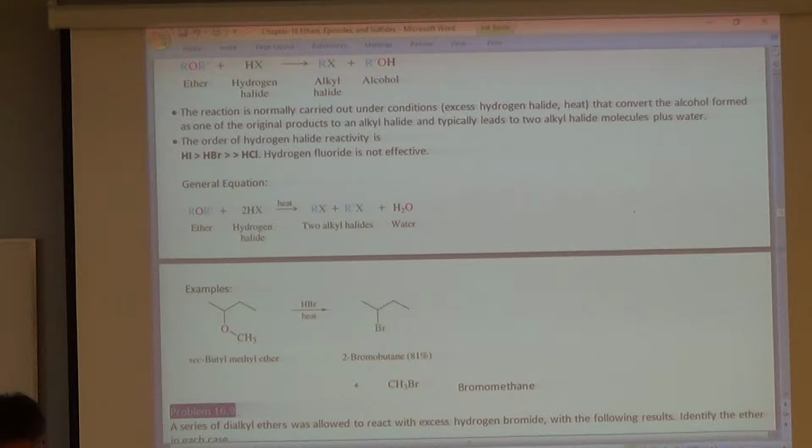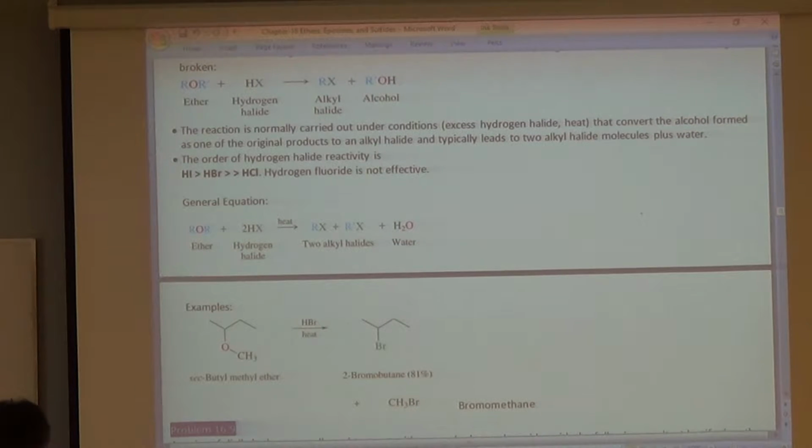Okay, one example of this: you take this ether and react with HBr, and you produce two alkyl halides. One is this 2-bromobutane, the other one is methyl bromide, or bromomethane.